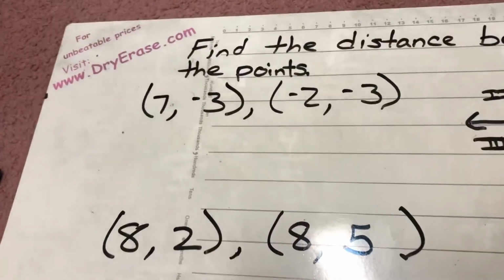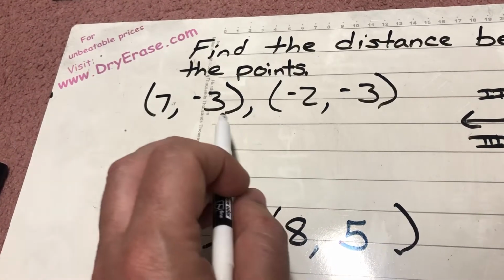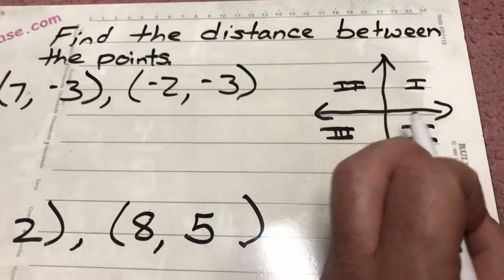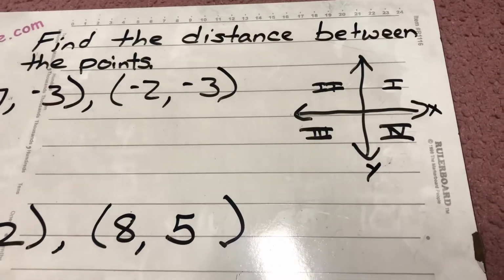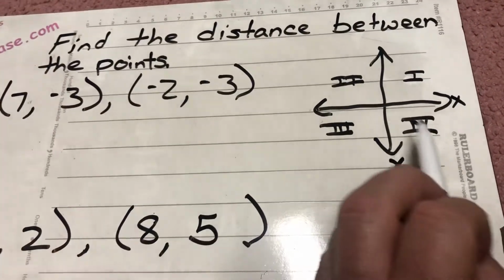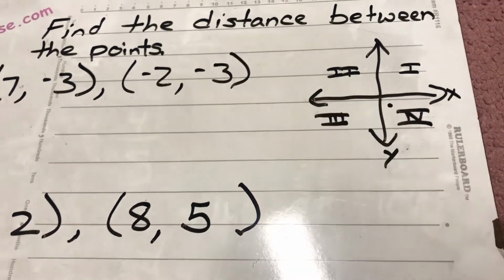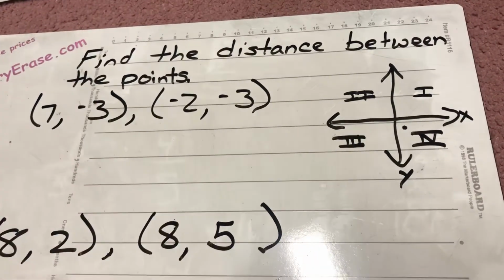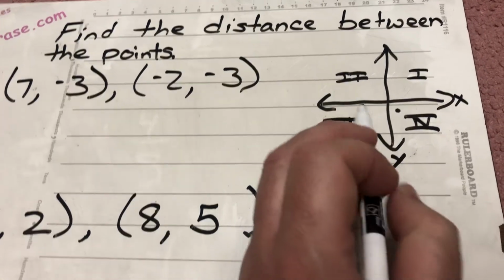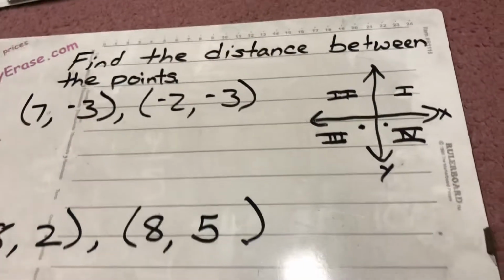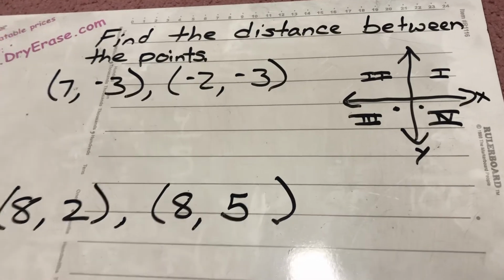So first of all, we're going to think of 7, negative 3. Well, that means it's positive on the x-axis, negative on the y-axis. So here's our x-axis. We know that that's the x-axis. We know that that's the y-axis. So 7, negative 3, if it's positive on the x-axis and negative on the y-axis, it's in quadrant 4. Now negative 2, negative 3 means it's negative 2 on the x-axis, negative 3 on the y-axis. That puts it over here in quadrant 3. Now I didn't actually label the points. All I did is figure out what quadrant they were in.